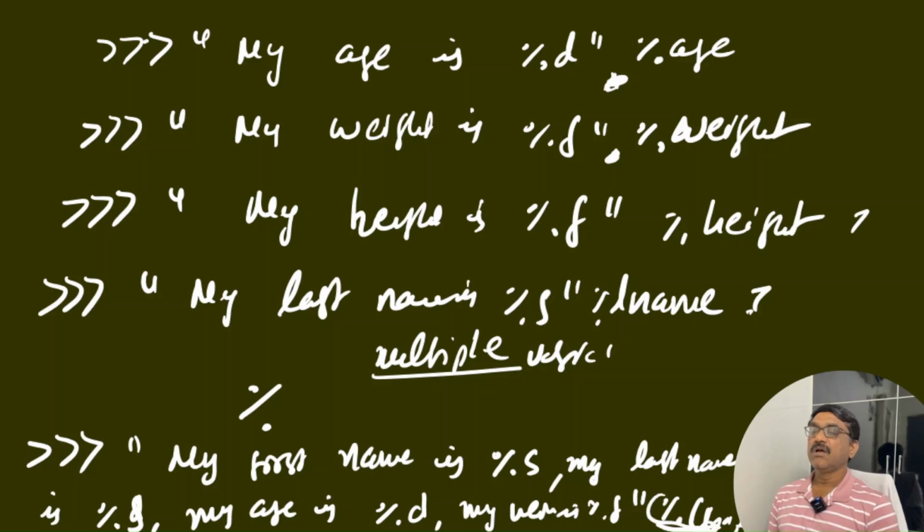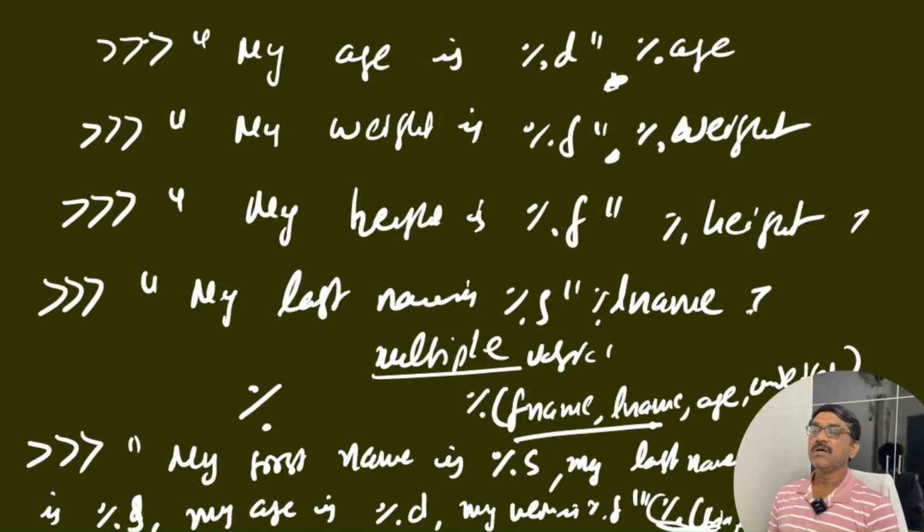See here, I think it is not clear to you. After double quotes, what you write here is a percentage. Here you write fname, comma, lname, comma, age, comma, and you can write weight here. All the variables you can write in the left and right parenthesis. Before this, you write the percentage symbol. This is how to use multiple variables in the same line. So this is about the percentage or modulo operator for string formatting.